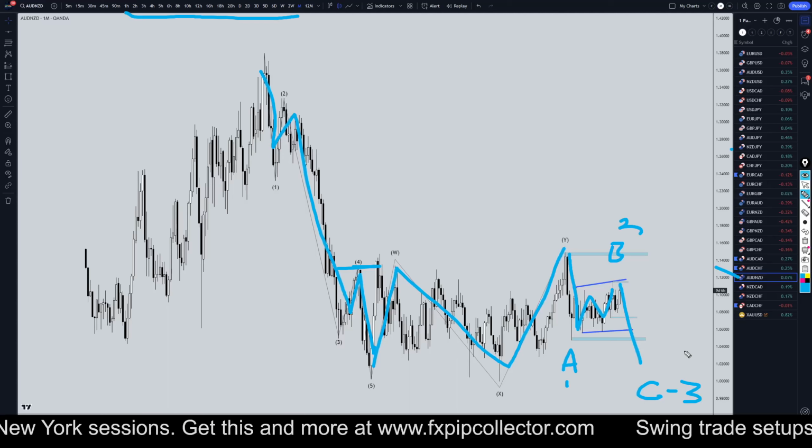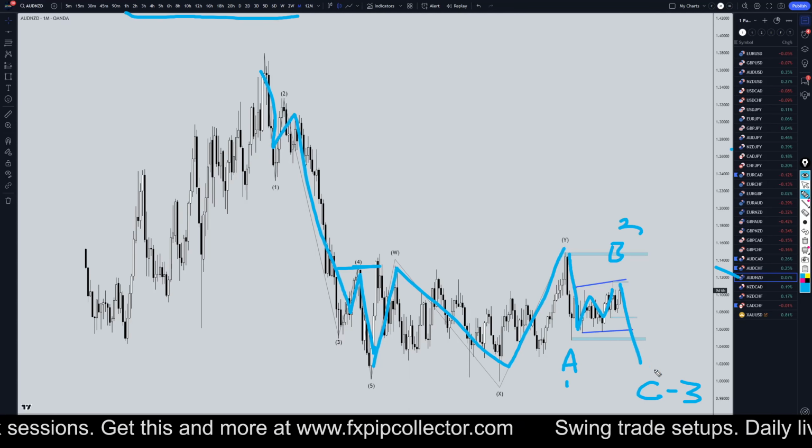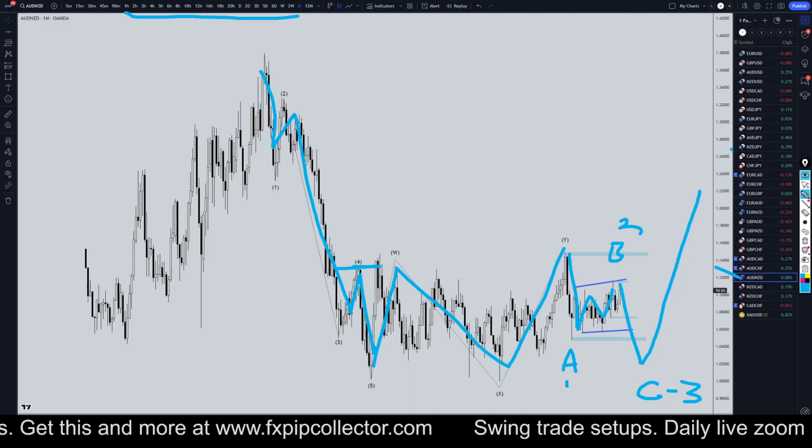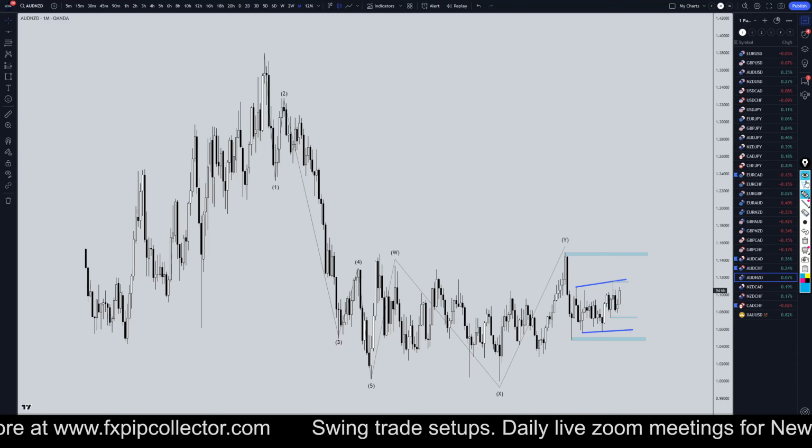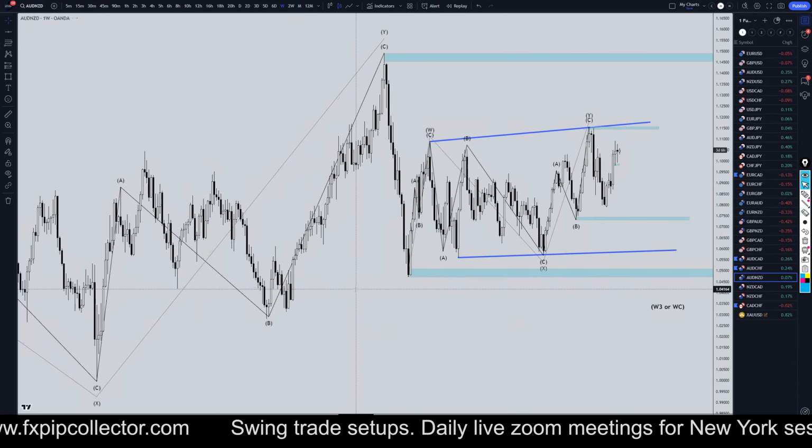Just based on price, it seems more likely that it is a wave C, and that eventually it'd probably end up doing something like that. But either way, I think it's going to be a pretty decent move. So let's take it down to the weekly time frame.